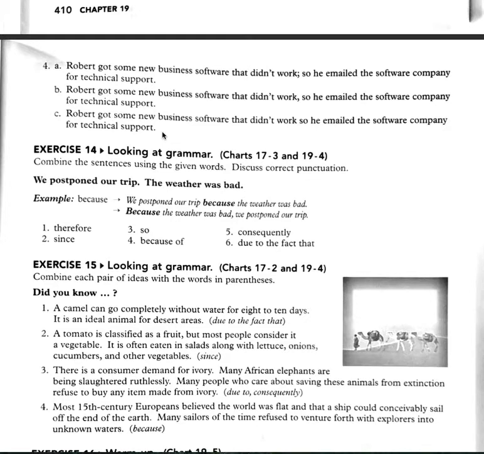The correct answer is letter B. Robert got some new business software that didn't work, comma, there's your conjunction. So he emailed the software company for technical support. These are two independent clauses. There's a conjunction, we use a comma. We don't use a semicolon like in A. And here in C, there is no comma, so that's not correct. So the correct answer is going to be B.